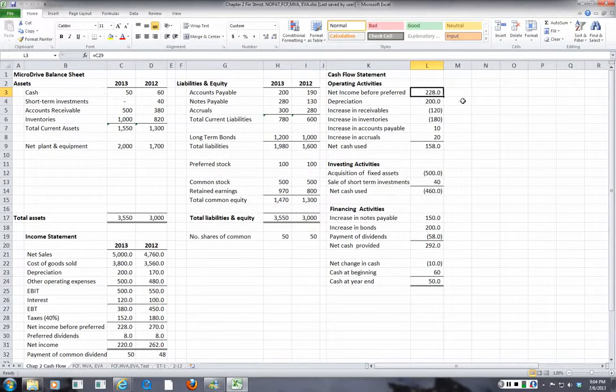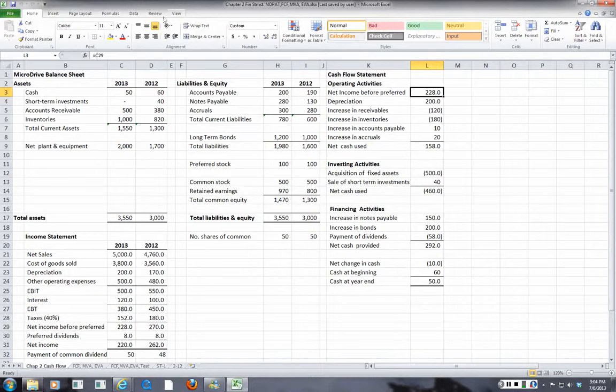The one thing I want to make sure is clear is that the cash flow statement really gives us a lot of information about how the company finances its operations, where the money comes from, where it's invested, and how all that strengthens the company. So now let's go through it.